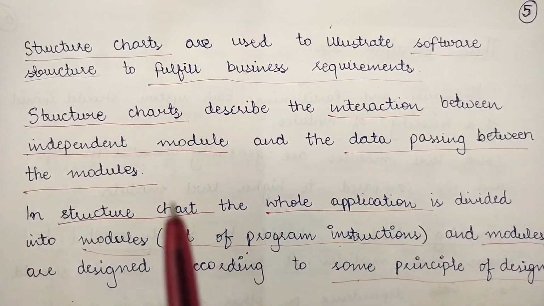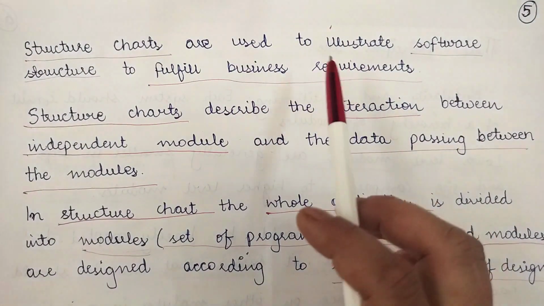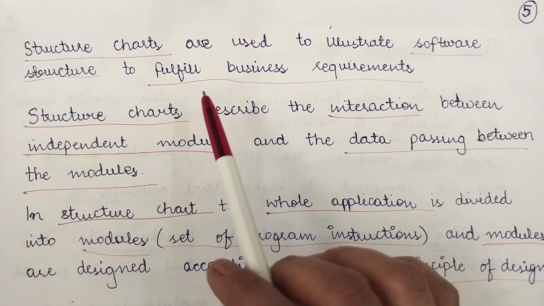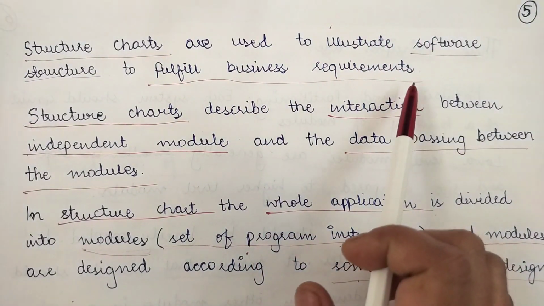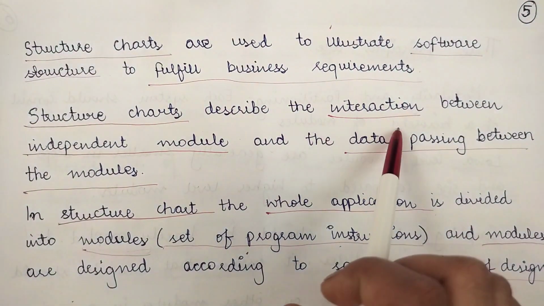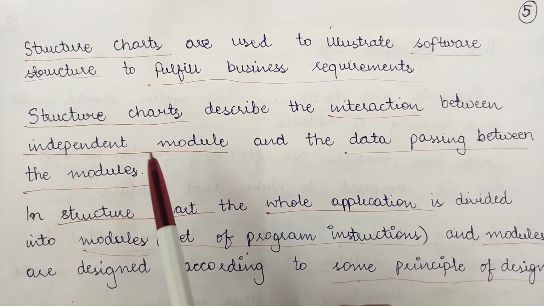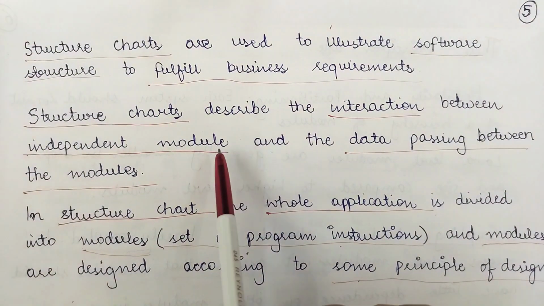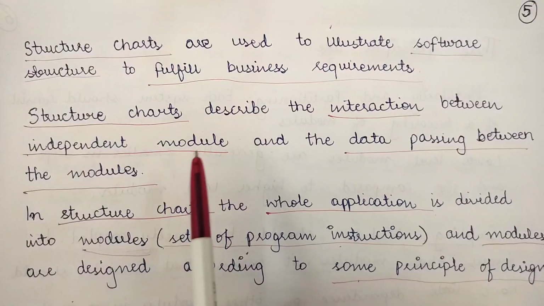These structured charts are used to illustrate software structure to fulfill business requirements. So basically the job of the structured charts is to illustrate what would be the structure of the software, and this software is helping in fulfilling the requirements of the business. Structured charts describe the interaction between independent modules and the data passing between the modules. So basically all the modules in the system are independent. The functionality of one module does not affect the functionality of another module. That is fine. But still they are coexisting in the same system and working together to achieve the goals of the same system as a whole.